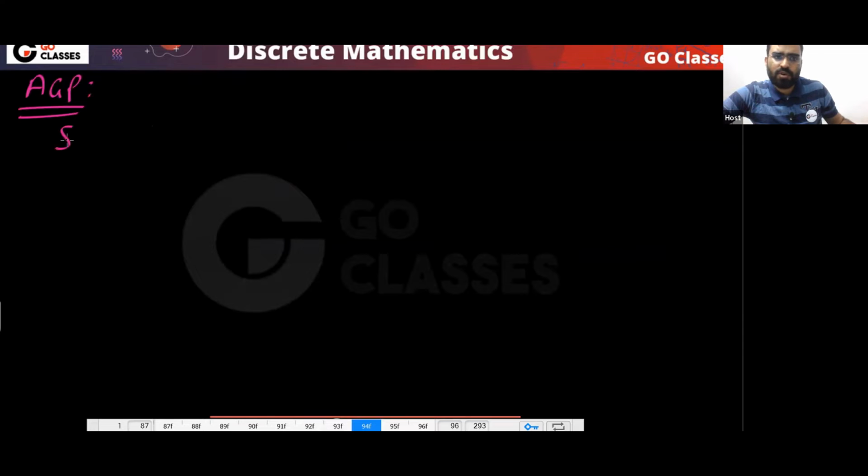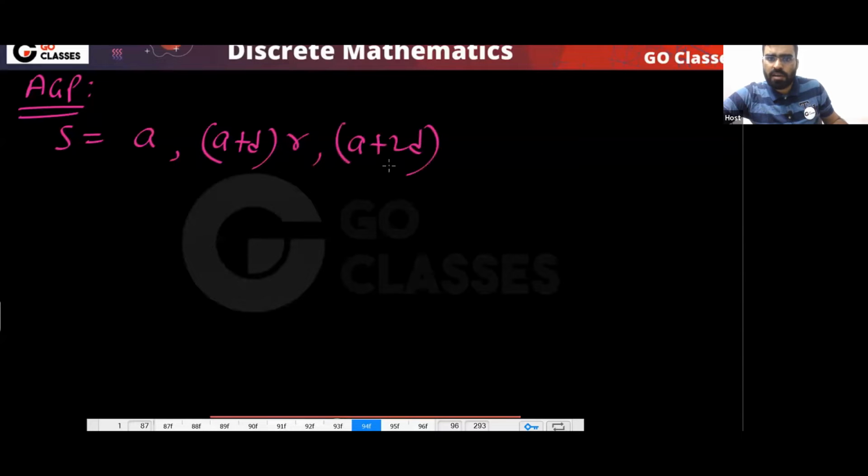For example, let me give you a sequence like this: A, then you have A plus D R, then A plus 2D R square, then A plus 3D R cube and so on. This is your AGP series. Let's assume this is your infinite AGP series.